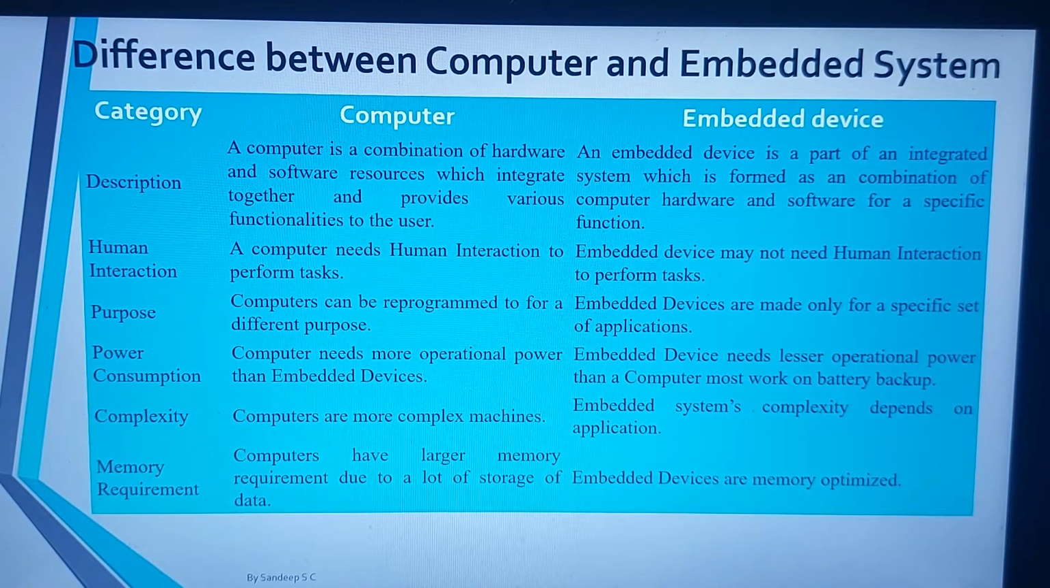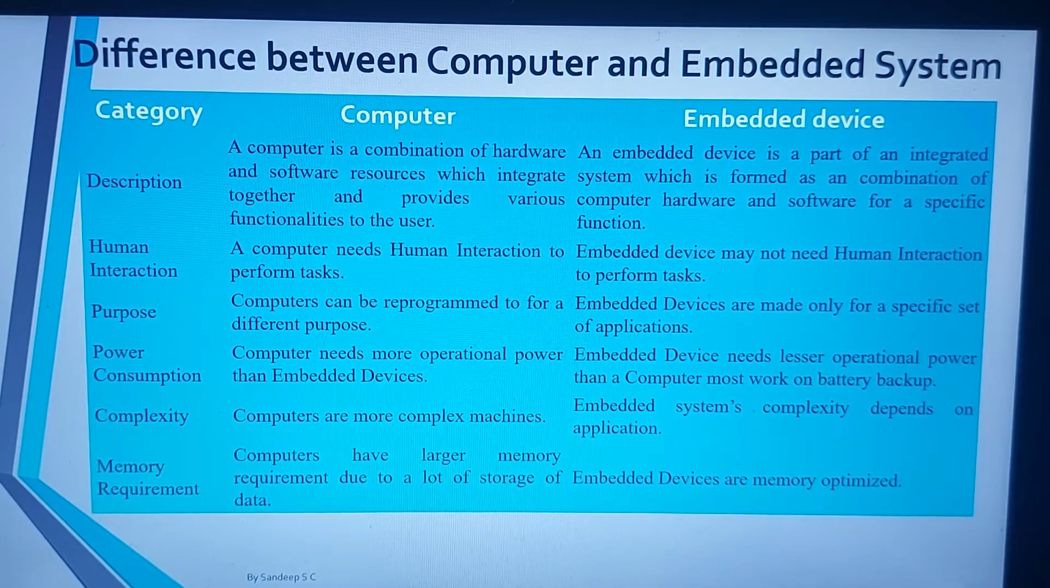If we talk about memory requirement, the storage memory in a computer is very large, and the runtime memory can be sufficiently large and it can be scaled. But embedded systems are memory optimized. They need to operate with as little memory as possible. So they will have a very limited amount of memory and can be programmed only within that.